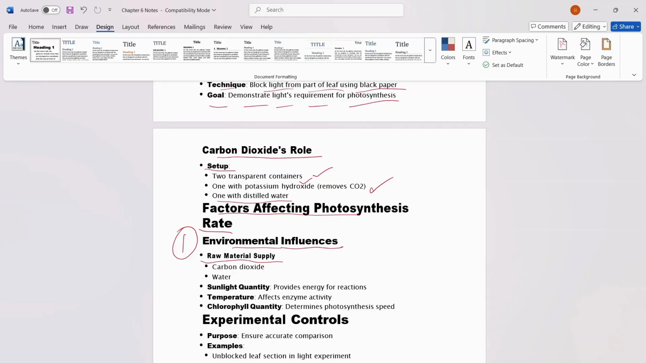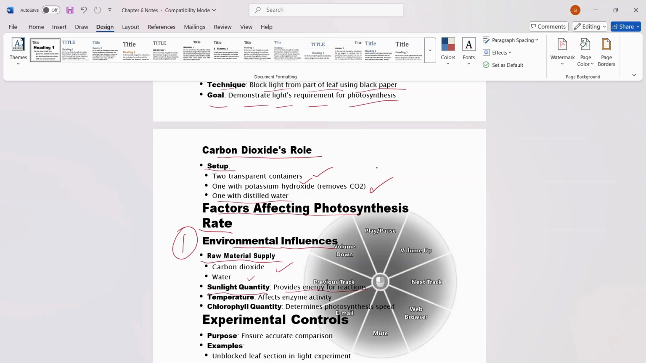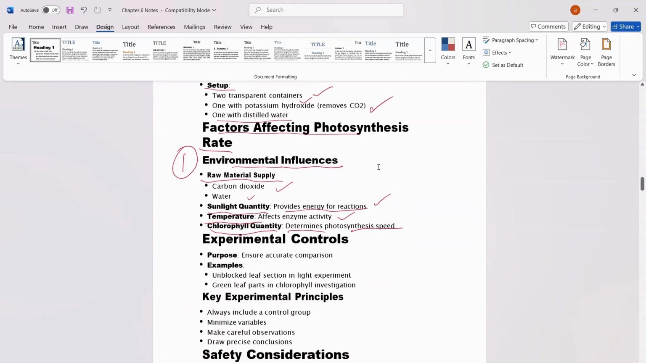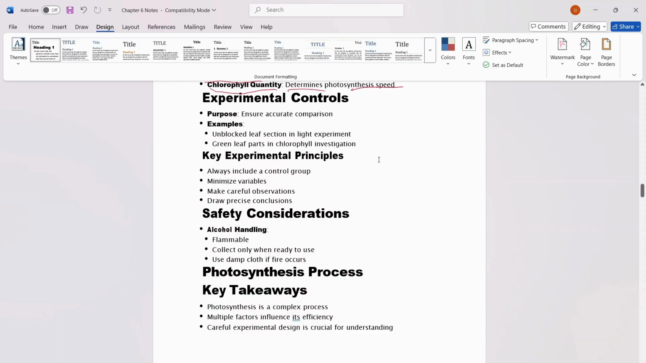Raw material supply: carbon dioxide and water. Sunlight quantity provides energy for the reaction. Temperature affects enzyme activity. And then chlorophyll quantity determines photosynthesis speed. Alright, the controls in the experiment: the purpose is to ensure accurate comparison. Alright, keep some points in your mind as they come up in the exam.